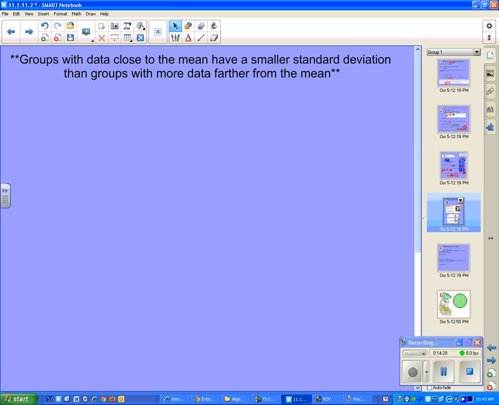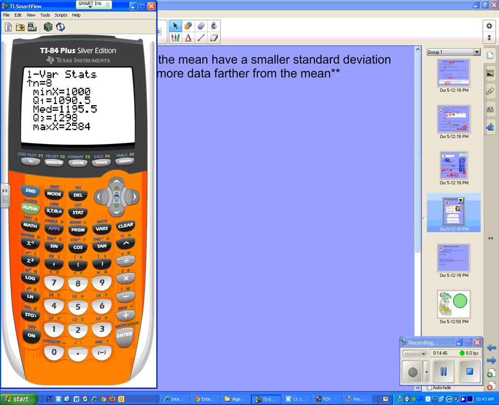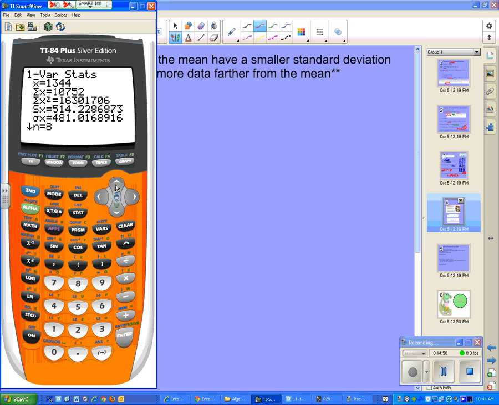Okay, so this is just another way to say that groups with data close to the mean, close together, are going to have a smaller standard deviation, and groups with data farther from the mean are going to have a larger standard deviation. If you look at your calculator from before, you have used your calculator since then, so it's going to look a little bit different here. But I have a standard deviation for that waterfall problem right here.